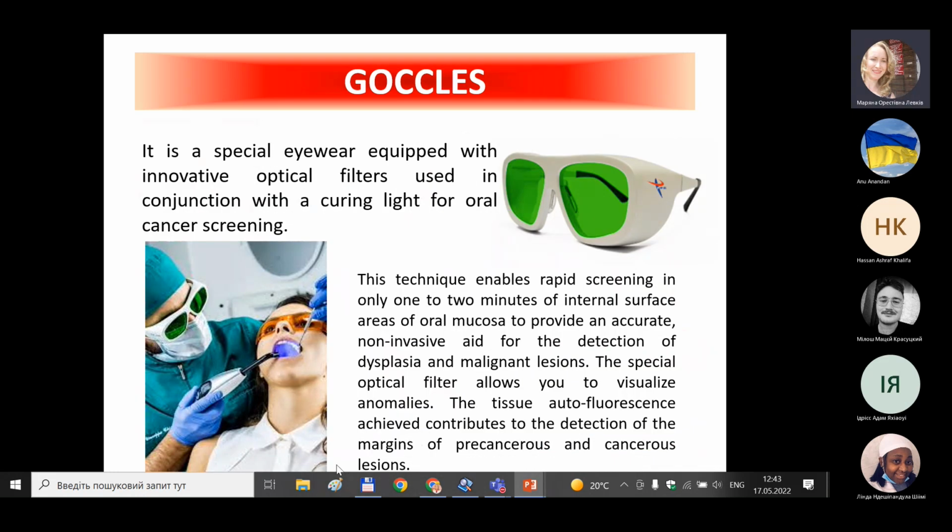And finally, goggles. It is special eyewear equipped with innovative optical filters used in conjunction with a curing light for oral cancer screening. This technique enables rapid screening, in only 1 to 2 minutes, of internal surface areas of the oral mucosa to provide an accurate, non-invasive aid for the detection of dysplasia and malignant lesions. The special optical filter allows visualization of anomalies. The tissue afterfluorescence achieved contributes to the detection of the margins of precancerous and cancerous lesions. And here the doctor is wearing the goggles, using UV light and checking the oral mucosa.